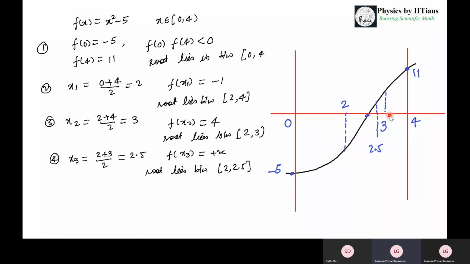So the next point should lie between 2 and 3. So the next iteration will be x3 equals 2 plus 3 by 2, which is 2.5. Now if we calculate the value of the function at x3, it is positive. It shows that again our point will lie between 2 and 2.5, and in this similar procedure we will proceed up till some certain iterations. The iterations will proceed until we get approximately zero value at the iteration point.